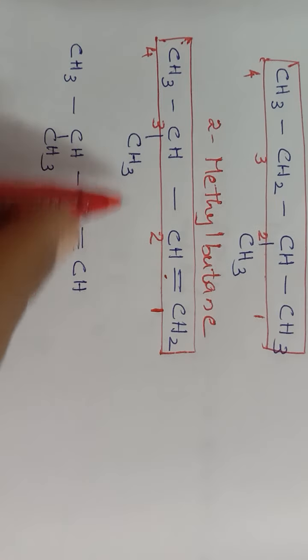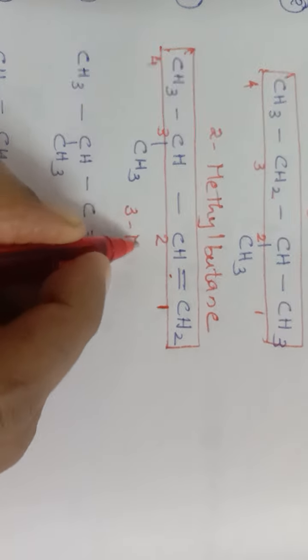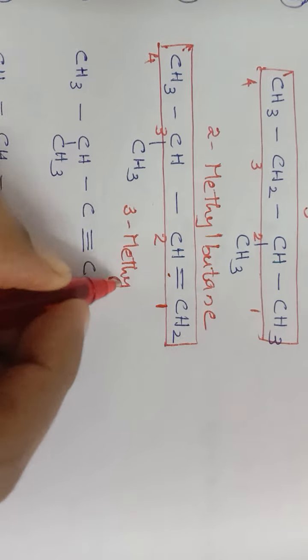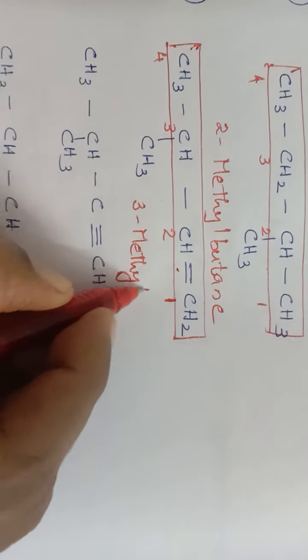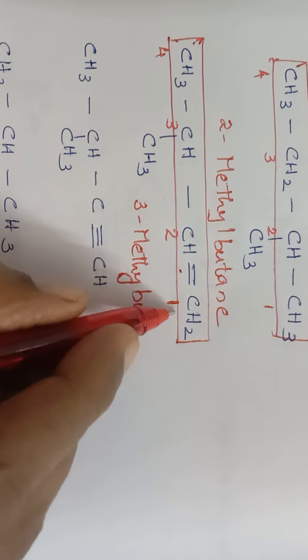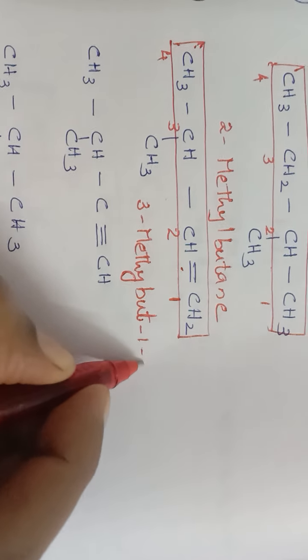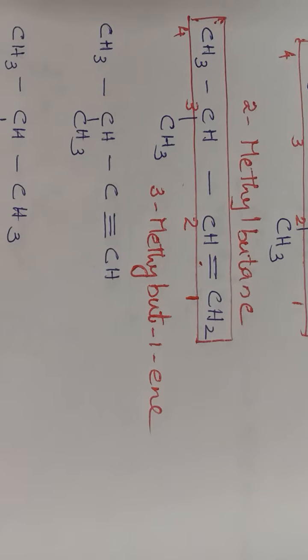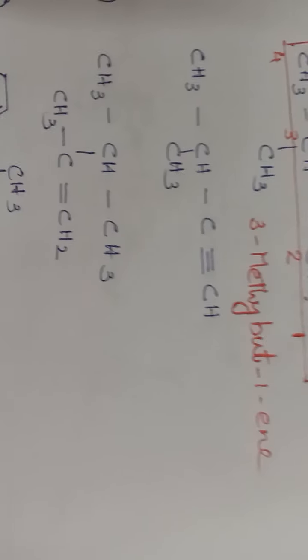This methyl group is on carbon number 3. So this is 3 methyl. Word root is but, 4 carbon atoms. But. Position number of the double bond is 1. But 1. 3 methyl. But 1 ene.